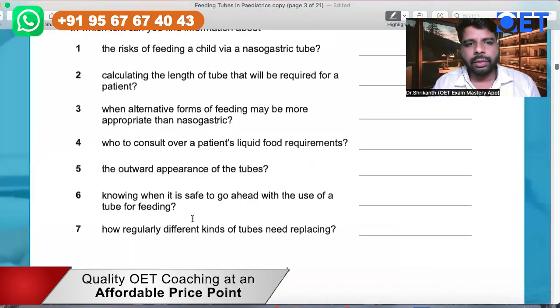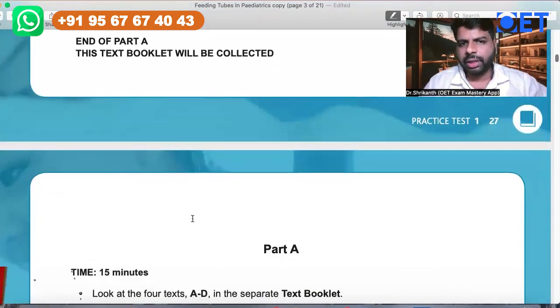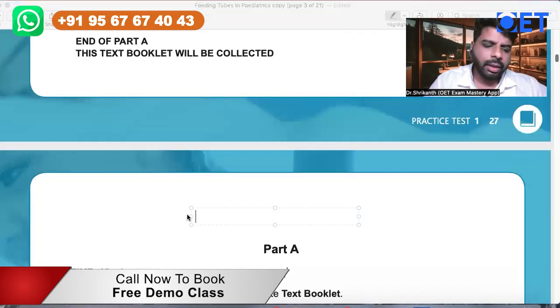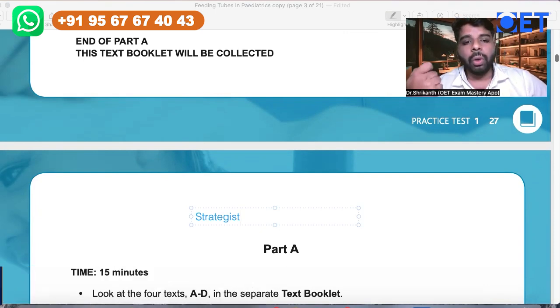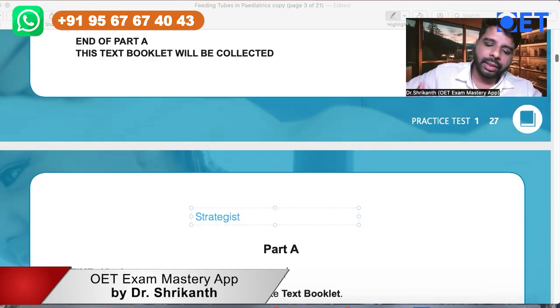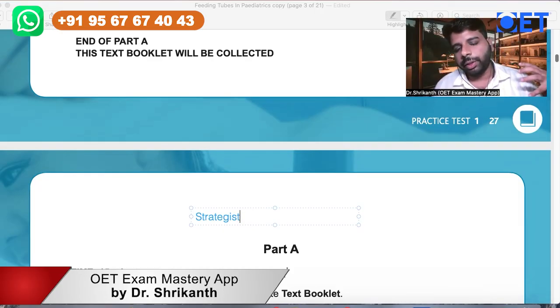All right. So now let's be a strategist. It's because, as I always tell you, when it comes to OET, you have to be a strategist. Okay, so who's a strategist? A strategist is a person who has the knowledge of what to do and how to do certain things. Simply knowing, okay, this is OET Reading Part A, there will be 20 questions, that basic knowledge is not going to be enough.